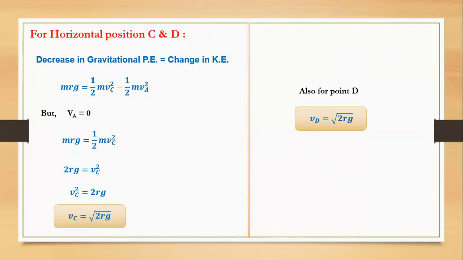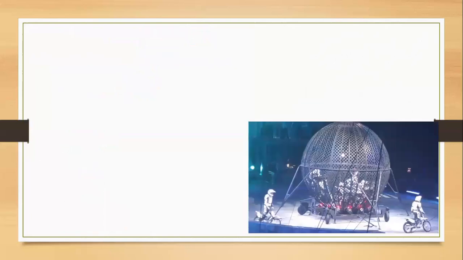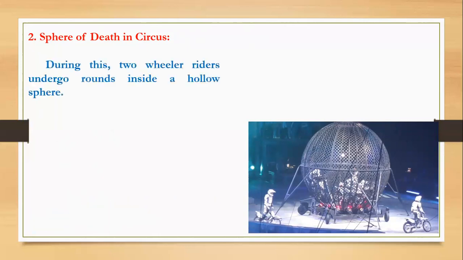So here we obtain speed at horizontal position. After that, the next article is sphere of death in circus. Basically, you have already seen this sphere of death in circus, in which a motorcyclist rides the motorcycle inside this sphere. Now, what is the dynamics behind that? We have to learn it under this article.